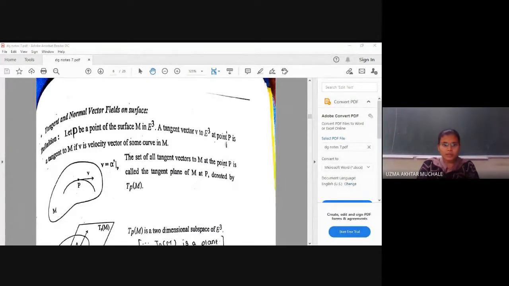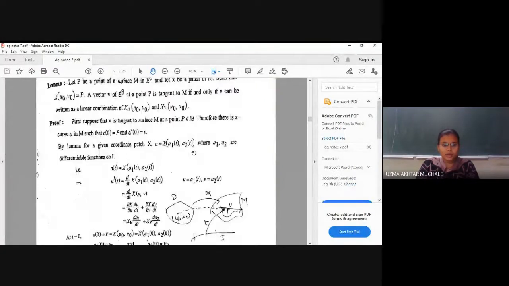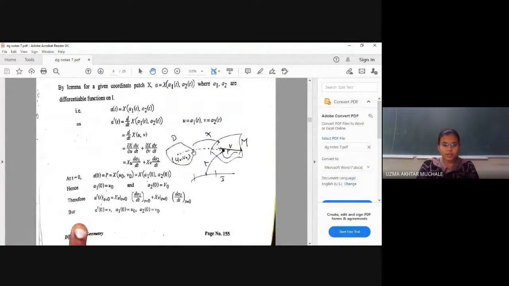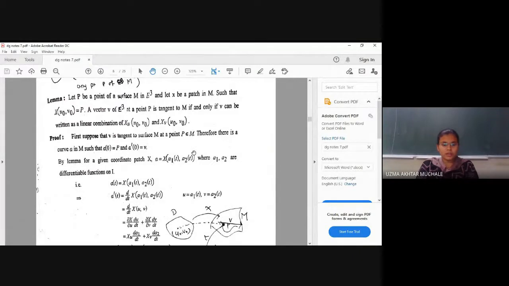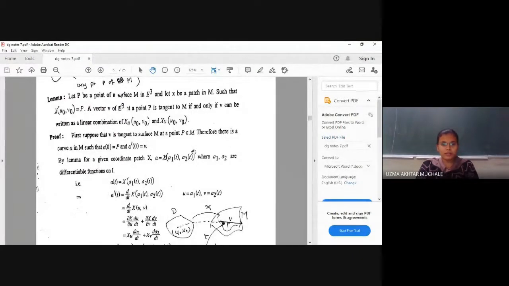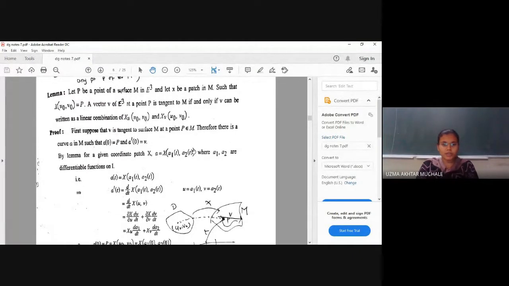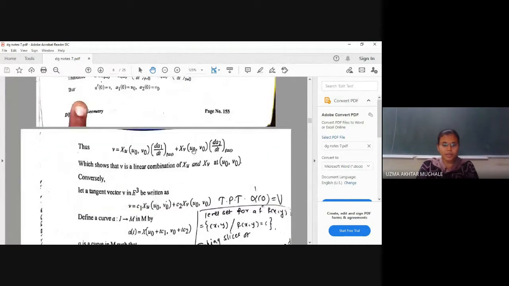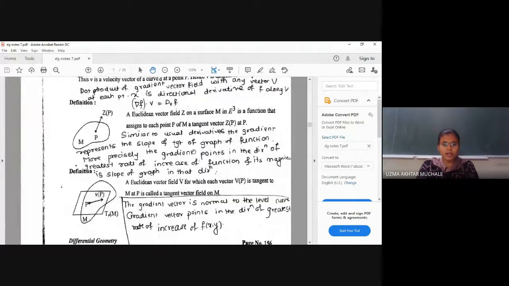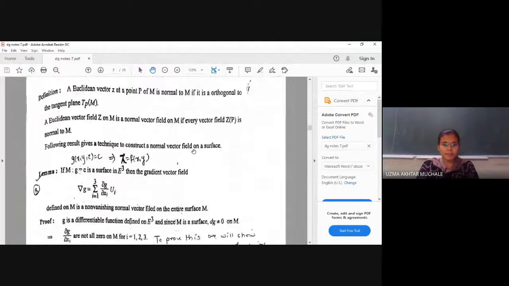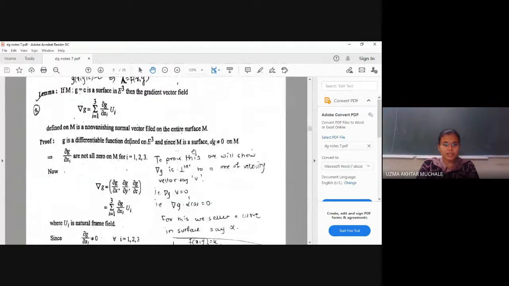So we have seen what a tangent, normal, and vector field on the surface are. Then we have seen how to find the normal vector to the surface, and that any vector v can be written as a linear combination of xu and xv, so that xu and xv are treated as a basis.